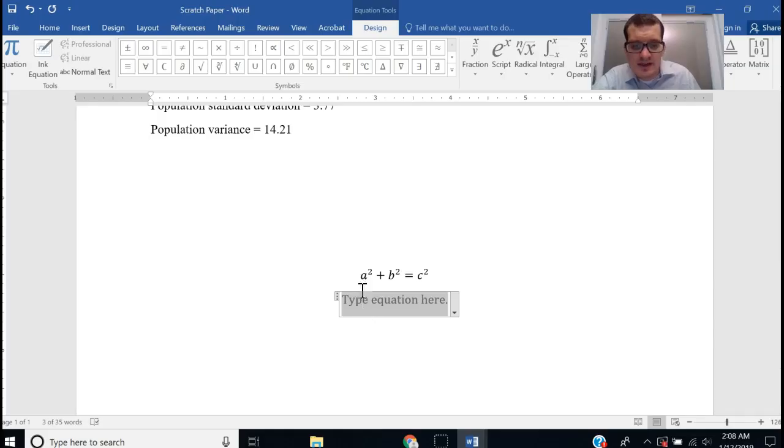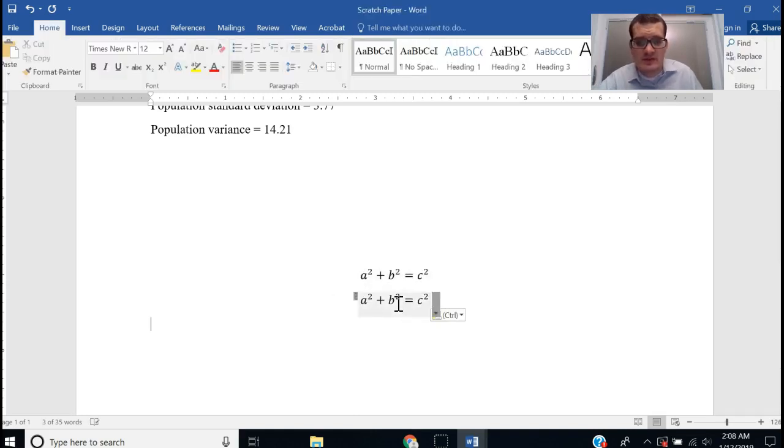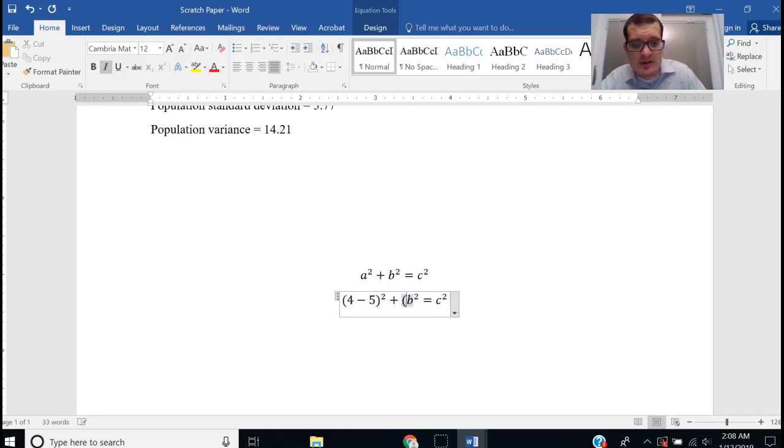So here's what I'm saying, right? Pythagorean theorem is a squared plus b squared equals c squared. And what we found was that in our case, the a, let's say the differences between the x values, would have been 4 minus 5. And the b, which was the differences between the y values, would have been 6 minus 5. And in order to get the distance, again, our distance is our hypotenuse, which is c.